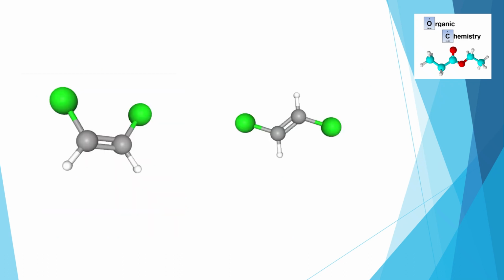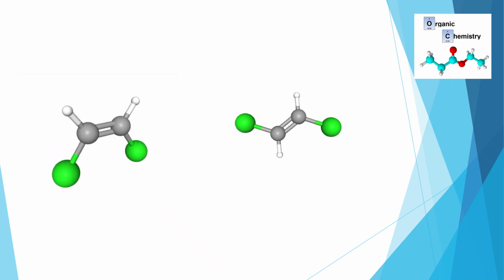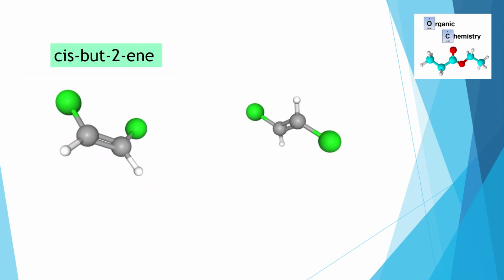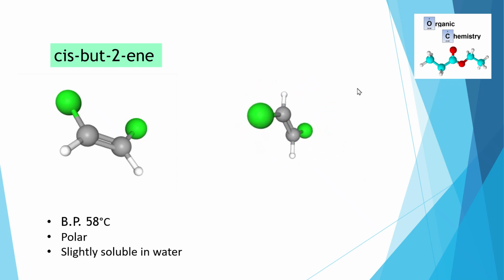Okay, so geometric isomers, though small in difference, they only have a very small difference in how they're arranged, actually have very different chemical and physical properties. Now the reason that happens is because, let's look at this one, this cis-butene on the left here. It actually has a boiling point of 58 degrees. It's polar. Now the reason it's polar is it's got these chlorine on one side, so it's slightly negative on one side and it's slightly positive on the other. And because of its polarity, it's slightly soluble in water.